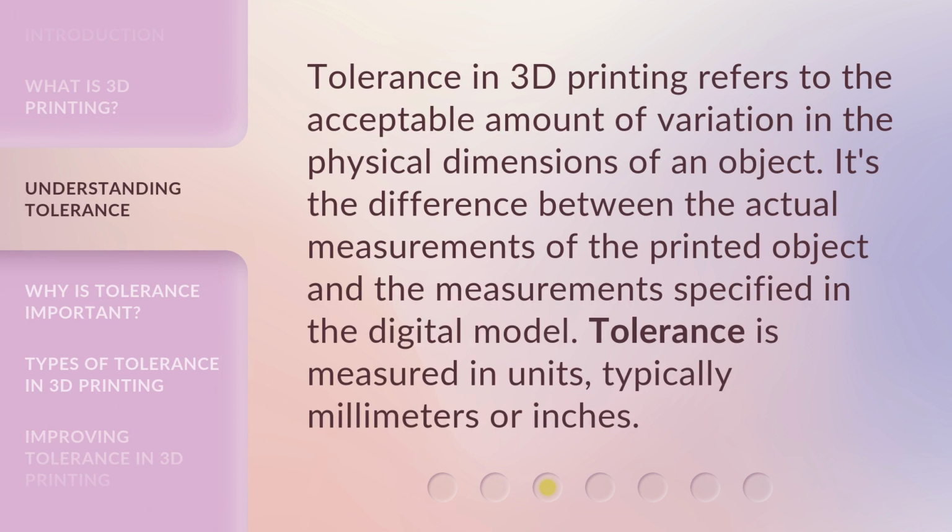Tolerance in 3D printing refers to the acceptable amount of variation in the physical dimensions of an object. It's the difference between the actual measurements of the printed object and the measurements specified in the digital model. Tolerance is measured in units, typically millimeters or inches.